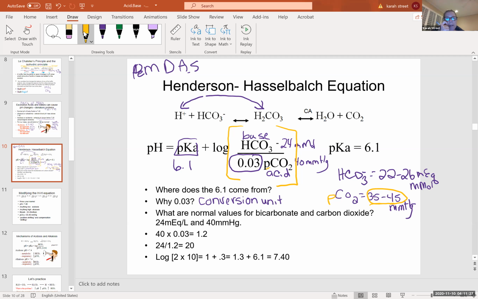So let me just take the middle for the bicarbonate. Between 22 and 26, the middle is 24 millimolar. And between 35 and 45 millimeters of mercury is 40. So let me multiply my 40 by my conversion unit and I get 1.2. And I divide my 1.2 into 24 and I get 20. And then I take the log of what I found in my parentheses, and the log of 20 is 1.3. And then I add it to my 6.1. Remember our order of operation. And I get 7.40.